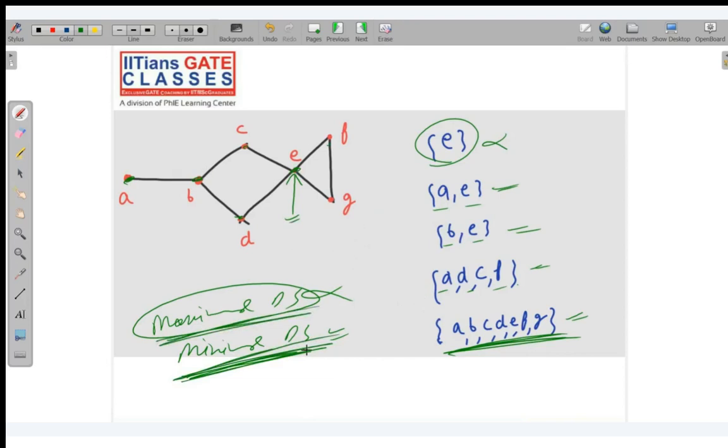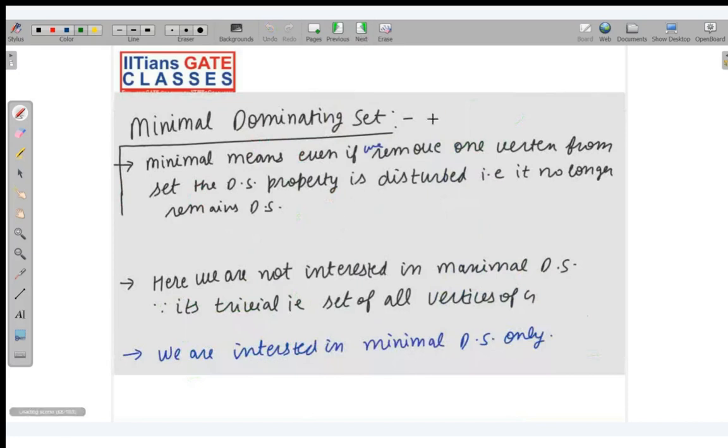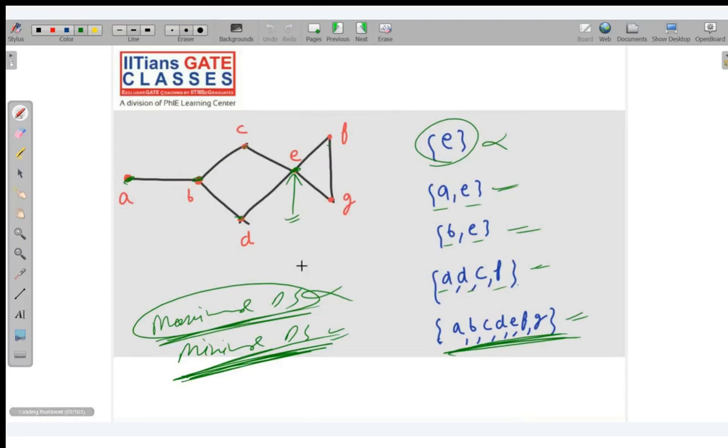But in independence, we were interested in a maximal independent set. We were not interested in a minimal independent set. Minimal means you take only one vertex. Take snapshot. I will jump to the next slide. So minimal dominating set. Next slide. Yeah, please come again.